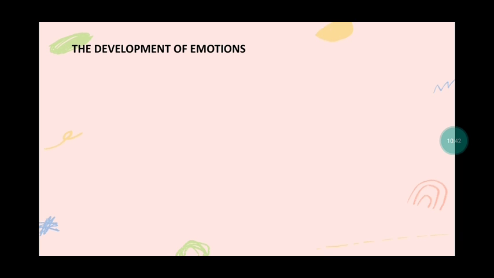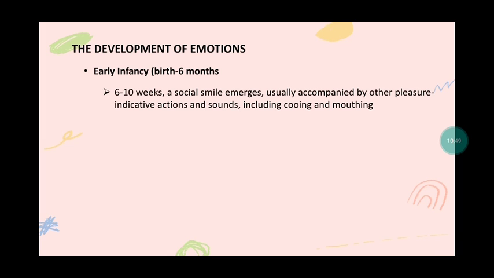Next is the development of emotions. Early infancy, birth to 6 months. 6 to 10 weeks, a social smile emerges, usually accompanied by other pleasure indicative actions and sounds, including cooing and mouthing. So at 6 to 10 weeks after the baby is born, they start to smile, usually accompanied by other pleasure indicative actions and sounds. Some seem to be smiling, but for them it is a smile, while for us they are just opening and closing their mouths.